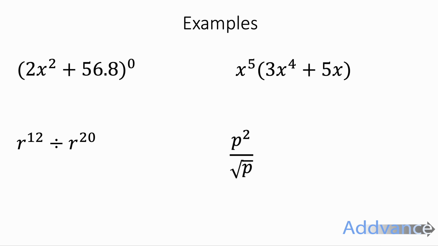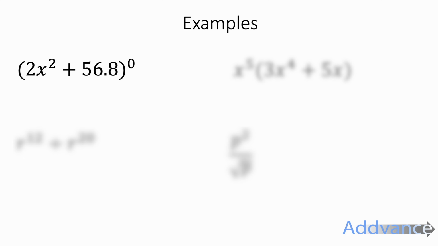Let's look at some examples now. So example 1, we've got 2x squared plus 56.8 to the power 0. That looks complicated until you realise it's a power of 0, and powers of 0 are always 1. And so the final answer is 1.